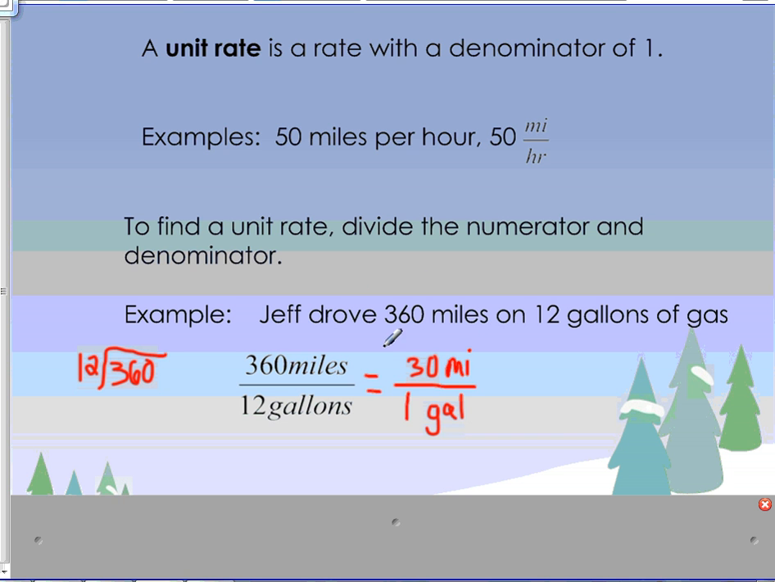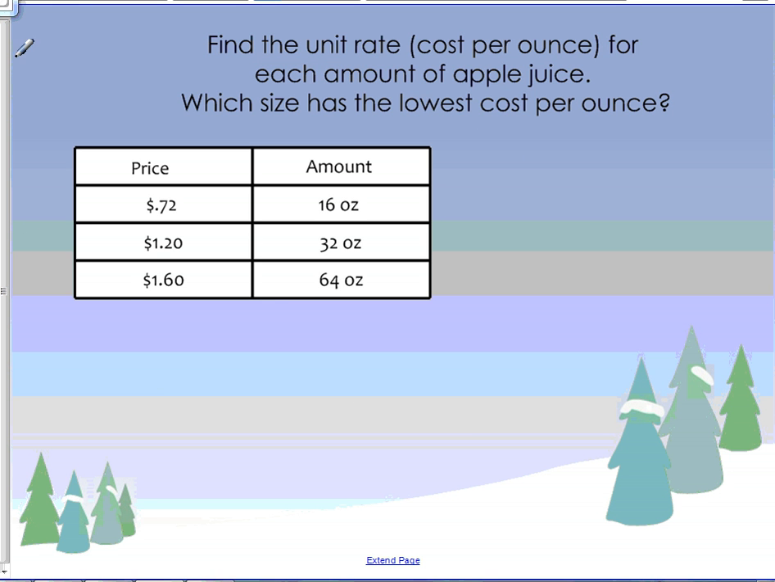So for every 30 miles, I'm using 1 gallon of gas. Or for 1 gallon of gas, I can travel 30 miles. All right, that's a great example of a unit rate. Your whole goal is to get the denominator to be 1. All right. We also have another example here. It says find the unit rate, cost per ounce for each amount of apple juice. Okay, which size has the lowest cost per ounce?